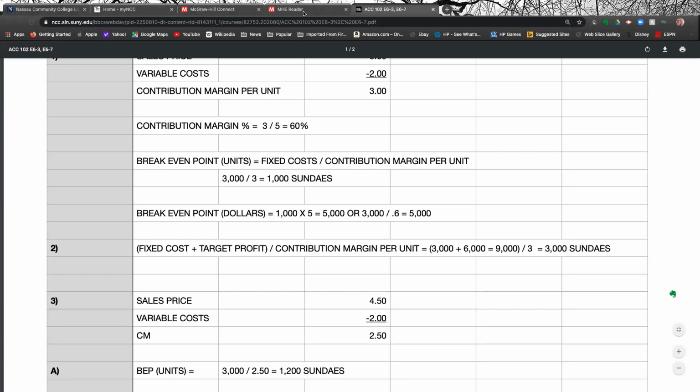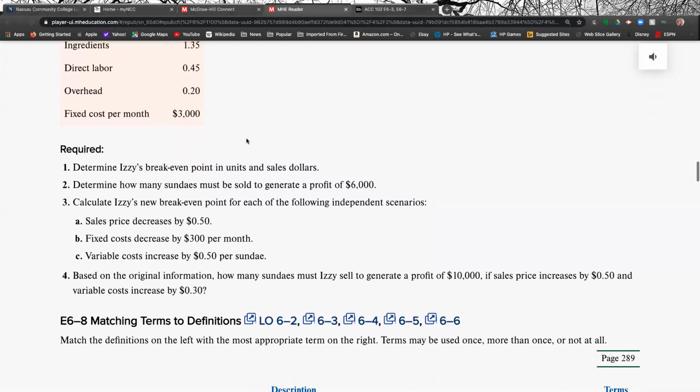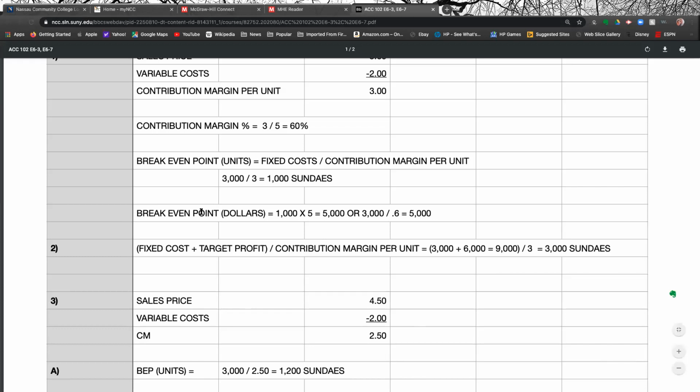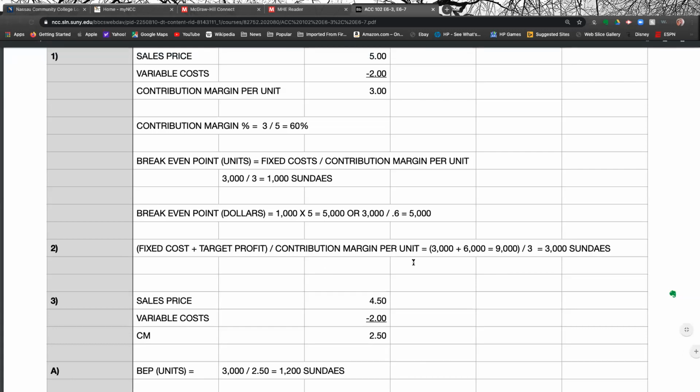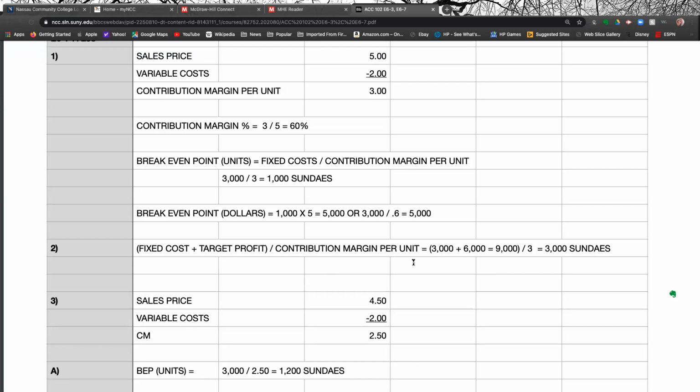Now, what about part 2? How many sundaes must be sold to generate a profit of $6,000? Target profit. Fixed cost plus target profit divided by contribution margin per unit. 3,000 plus 6,000 is 9,000. 9,000 divided by 3, 3,000 sundaes. I would have to sell 3,000 ice cream sundaes in order to generate that $6,000 profit. See how useful this is? This is good stuff to know.